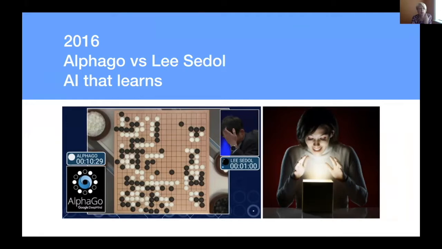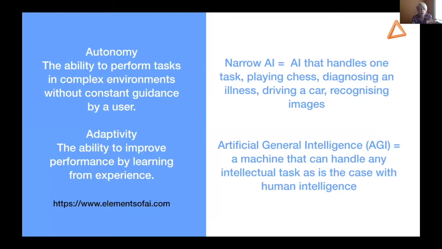And of course, it's not just in game playing. It's also in many, many useful areas, such as autonomous vehicles and medical diagnosis, lots and lots of very useful systems being developed. And I think there's four things that it's important to remember. The autonomy of the AI system, because it's able to perform tasks in complex environments without constantly having to go back to a human. And adaptivity, the ability to improve performance by learning from experience, which of course is how humans learn. But the way machine learning happens is not precisely the same as human learning. But that adaptivity can be really useful when we're building AI systems to help people learn.